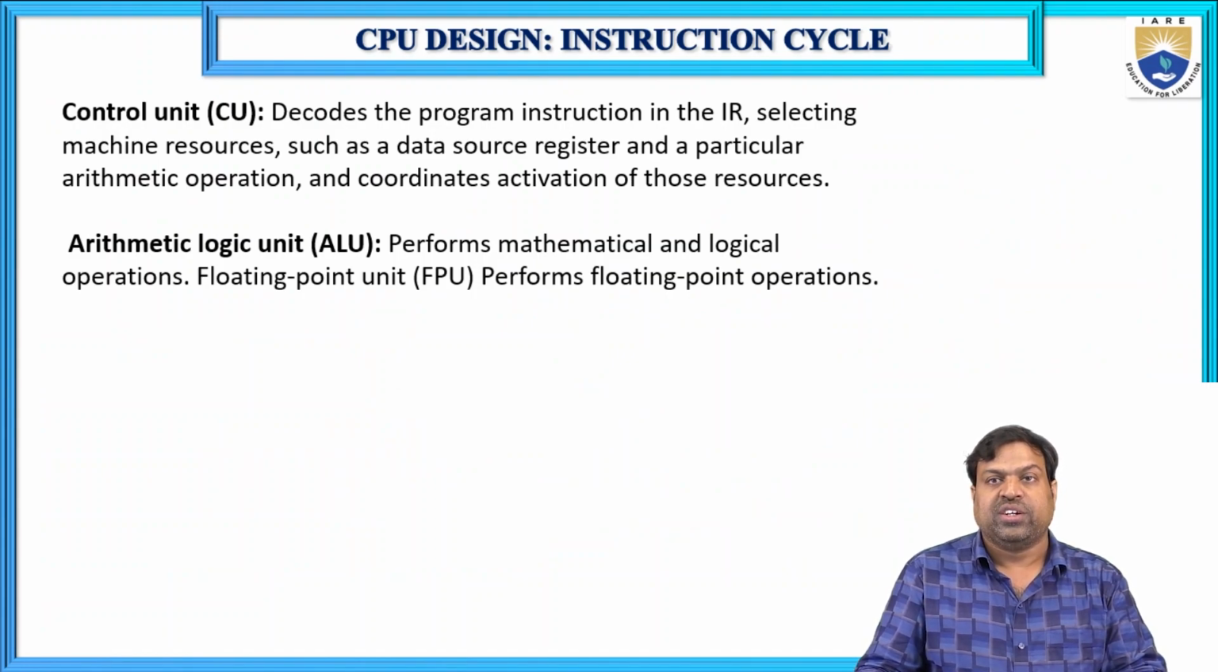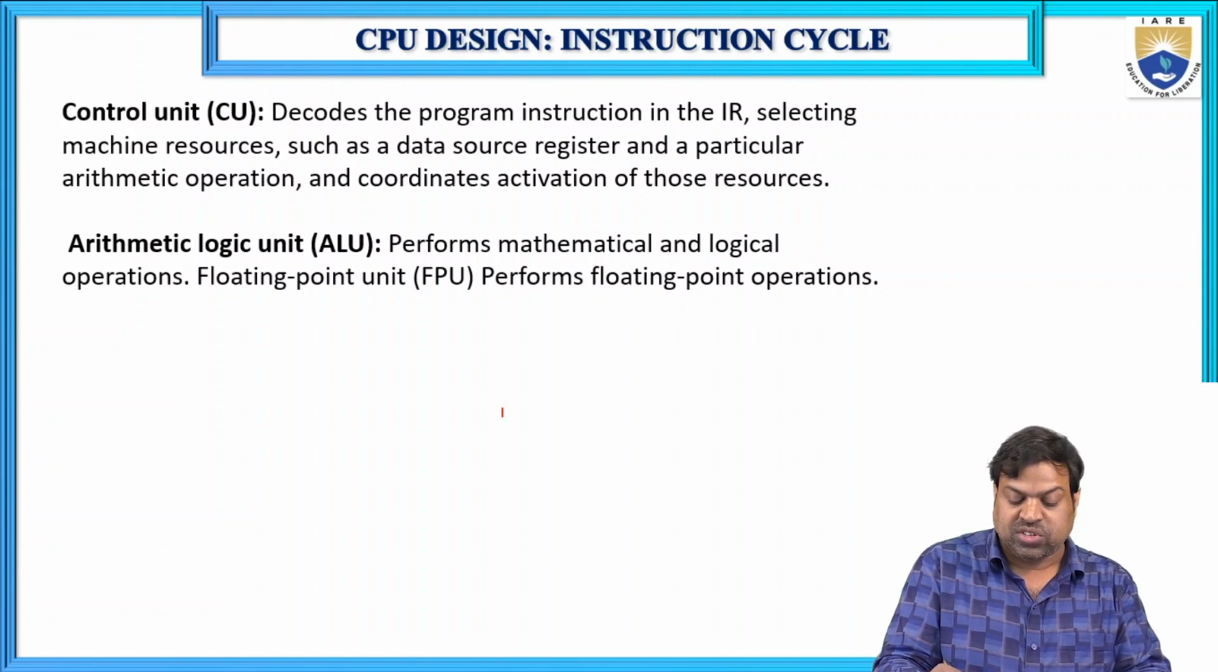And the control unit decodes the program instruction in the IR, selecting machine resources such as data source, register, and a particular arithmetic operation, and coordinates activating of these resources. And the arithmetic logic unit performs mathematical and logical operations. The floating point unit performs floating point operations.